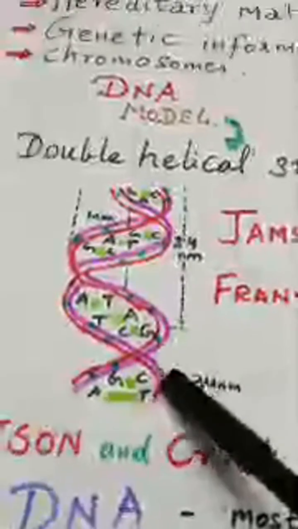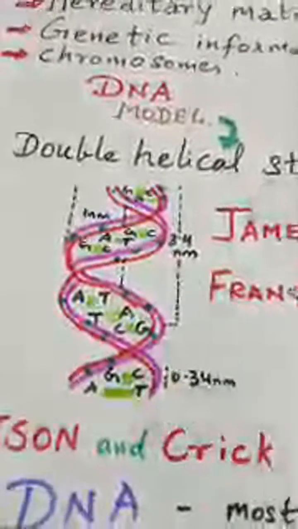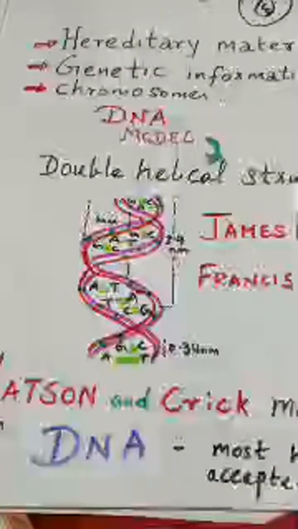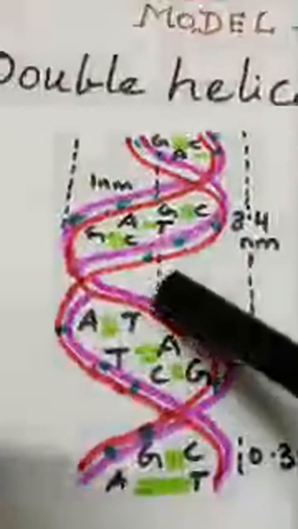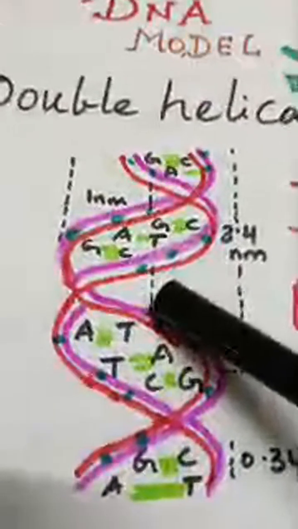The third point Watson and Crick made in their discovery is that the DNA molecule has nitrogenous bases in the center. Yesterday we saw that they are the purines and pyrimidines. The purines are adenine and guanine. The pyrimidines are cytosine and thymine.